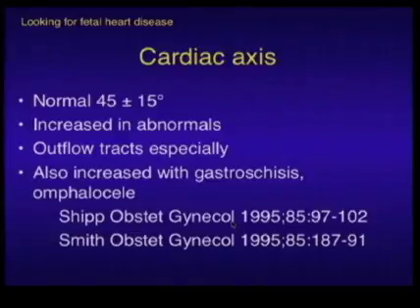The normal axis of the heart is between 30 and 60 degrees from the midline. So 45 is about the average. And it tends to be higher in abnormals, especially when there are outflow tract abnormalities. So that's good because we don't see the outflow tracts, obviously, when we're looking just at a four-chamber view. And this can be a clue to looking at the outflow tracts. It was also incidentally noted that the axis tends to be increased with both gastroschisis and omphalocele. I don't think anybody has a good explanation for that, but it does appear to be a consistent finding.